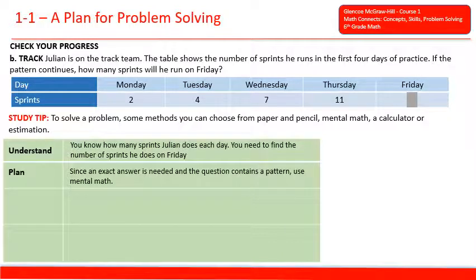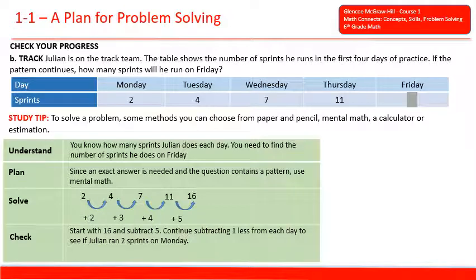Can you see the problem right now? He runs 2 more on Tuesday, 3 more on Wednesday than he did on Tuesday, and 4 more on Thursday than he did on Wednesday. So 2 to 4 is plus 2. 4 to 7 is plus 3. 7 to 11 is plus 4. So if we follow that pattern, it's going to be 5 more on Friday, which is 16.